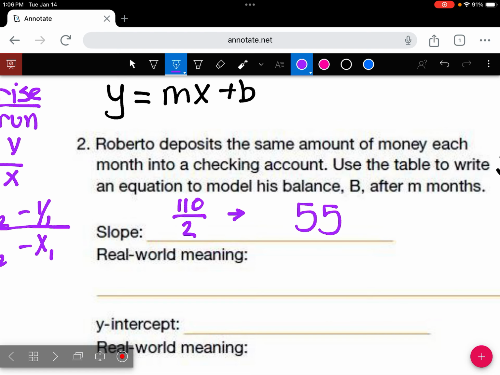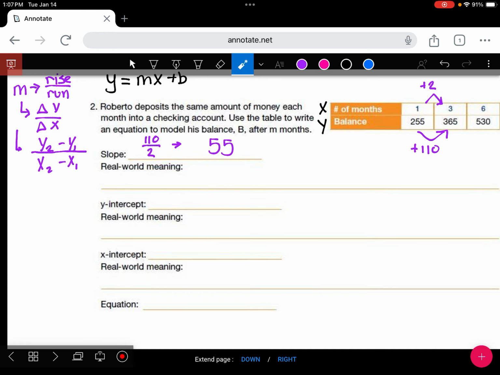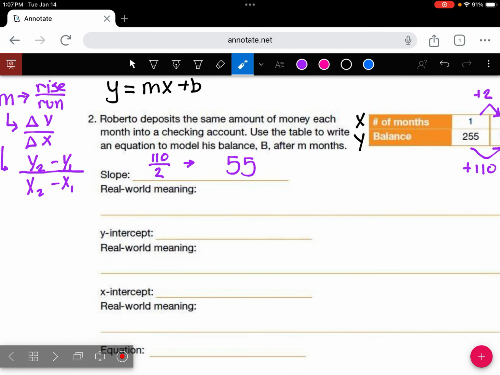55. So our slope is 55. It's the change in y's over the change in x's. And we could check that here too. We could do the same thing here. Change in y's, change in x's to make sure they match. Right now we're just looking at linear equations. When we get to higher things, I'll show you what to look for.